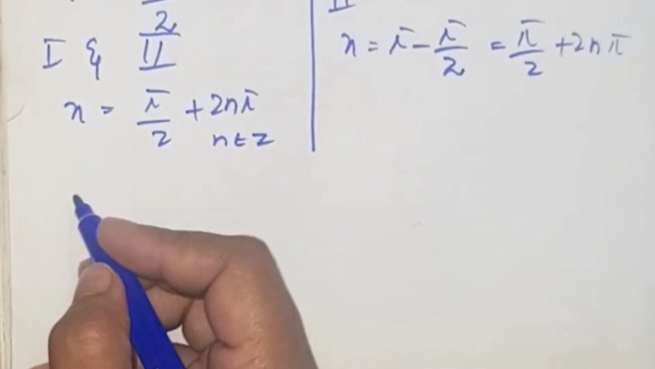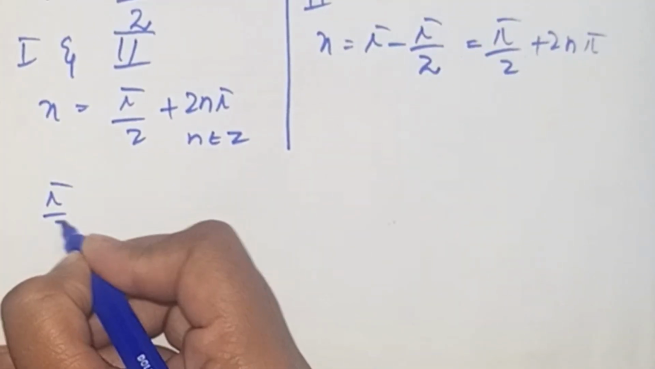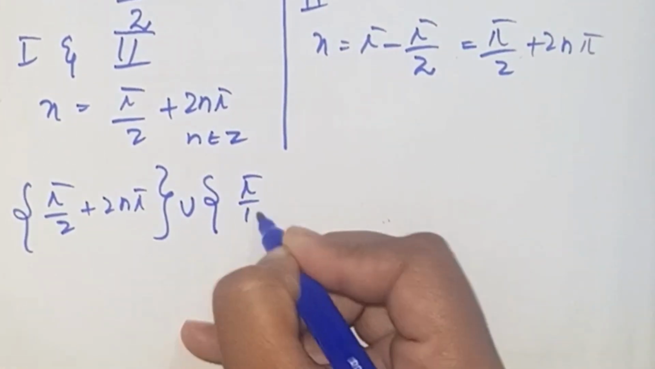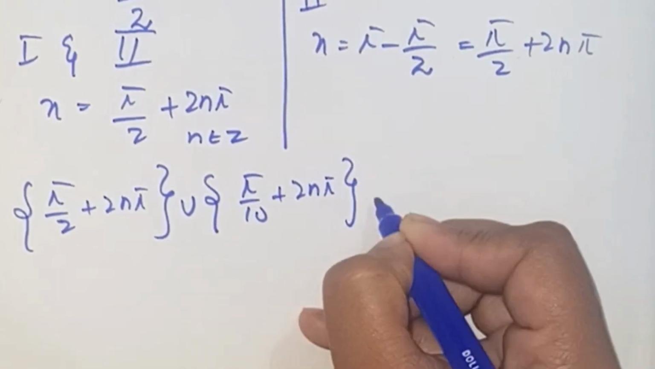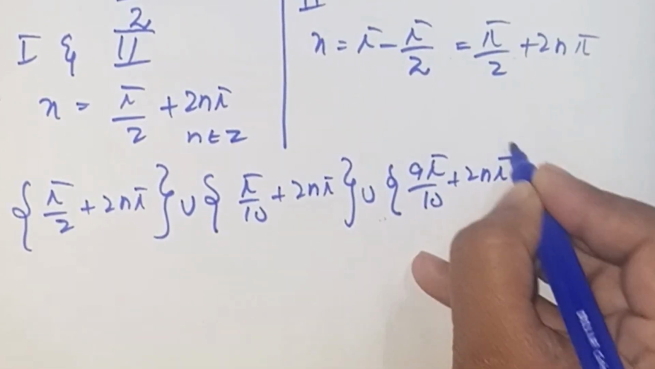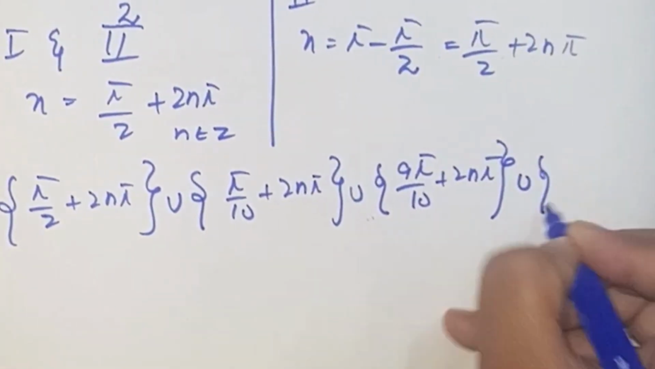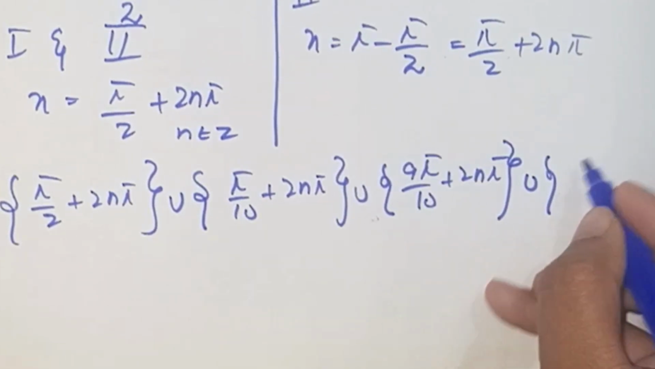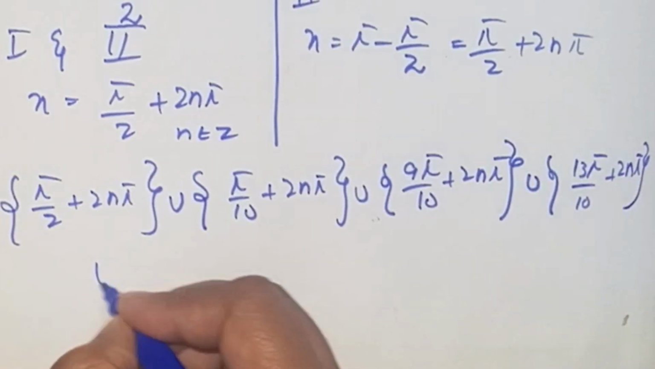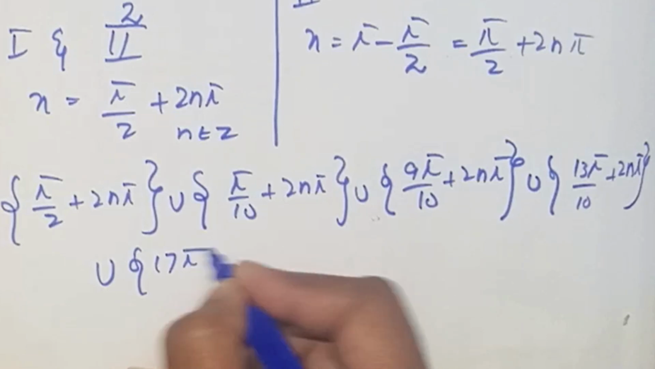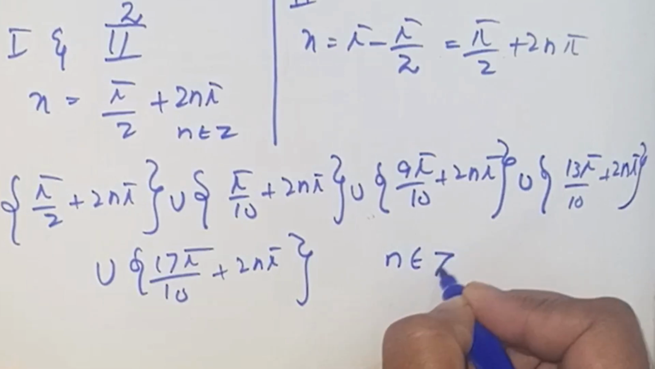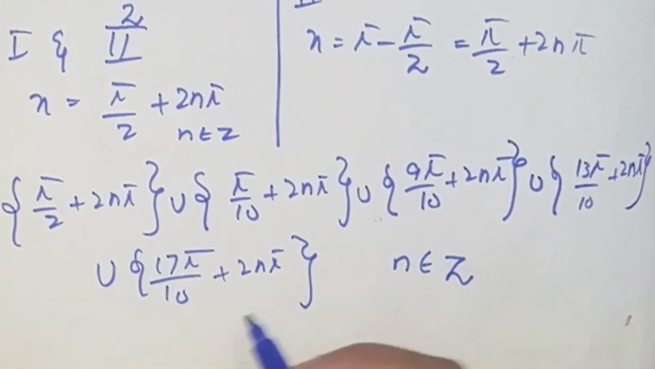So the answer to our question is pi over 2 plus 2n pi, and pi over 10 plus 2n pi, union 9 pi over 10 plus 2n pi, and union the next answer, 13 pi over 10 plus 2n pi, and the last answer is 17 pi over 10 plus 2n pi, where n belongs to the integers. So these are the answers to our question, and we are done.